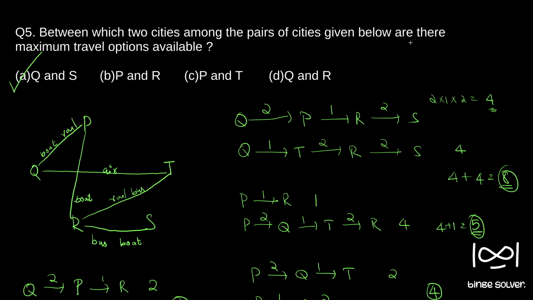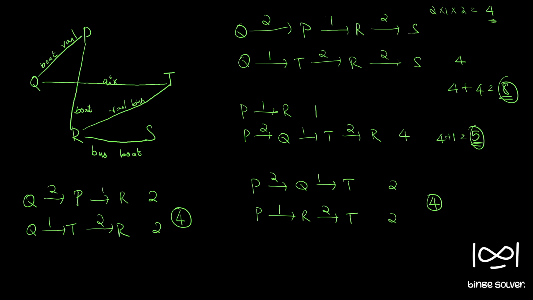In case anyone has any doubt how Q to S in this option has 4 possible outcomes, or how we got 2 into 1 into 2 as total number of outcomes, I'll just explain. If you're familiar with that concept, please skip this part to the next question. I'll just explain for people who don't know that. So Q to P to R to S, how did we find it?